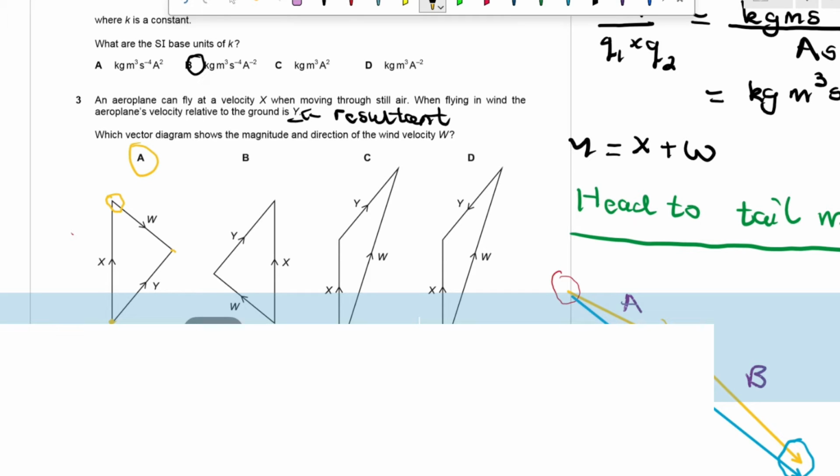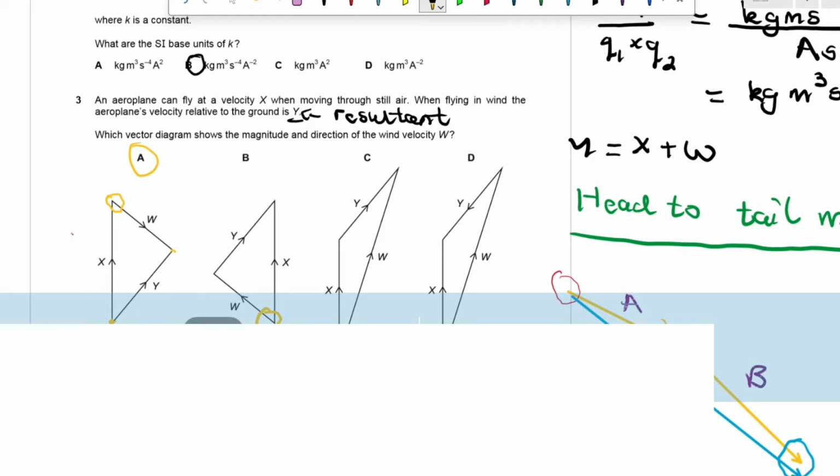But again, I always say it's not about the correct answer, it's also about explaining why the other answers are wrong. So if you look at B, that's not what's happening. Because if you look at W, this is not okay, because the tail of W is going up here, the tail of X is also going up here, meaning they're not meeting head to tail.